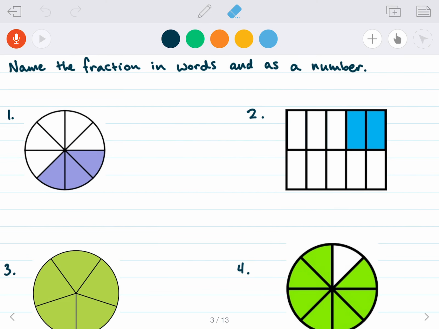We want to name the fraction in words and as a number, so with a top and a bottom. All right, so for this first one, we count the number of pieces, 1, 2, 3, 4, 5, 6, 7, 8. So that's 8 total pieces in the denominator. And how many are shaded? Well, 1, 2, 3 pieces are shaded, so that's the numerator. So that's our fraction as a number, and in words, this is 3/8.